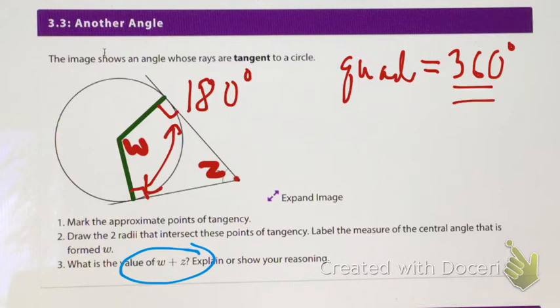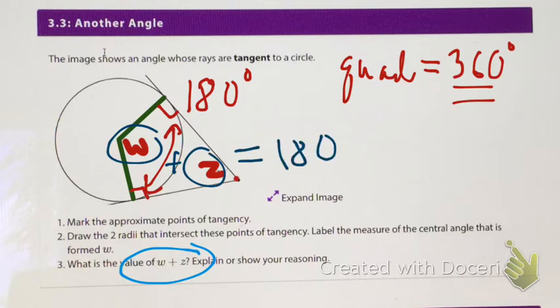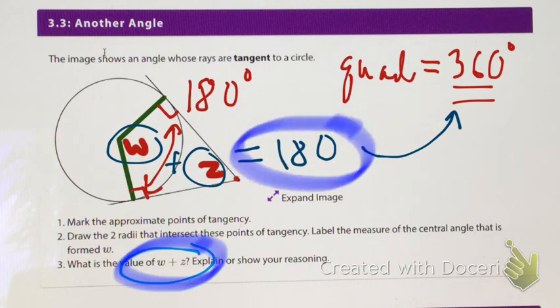So that means if that's 360 for all four, and these two are 180, the other two have to add up to 180. So W plus Z has to add up to 180. That way, all four angles add up to 360. There's just no way of getting around it. So W plus Z adds up to 180. They're supplementary.